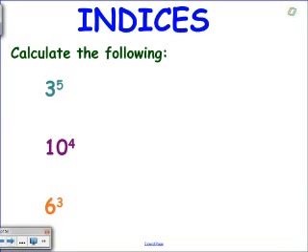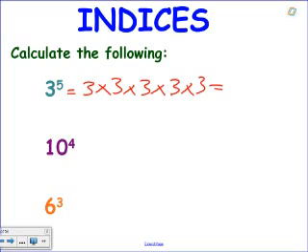So, this is the sort of question they could ask in the exam. Calculate the following. So I want you to do 2 things for me. I want you to write it out in longhand. So what does 3 to the 5 mean? And then I want you to actually do that calculation. Right, let's look at the first one. What does 3 to the power 5 mean? 3 times 3 times 3 times 3 times 3 equals what? Okay, 3 times 3 times 3 times 3 times 3.